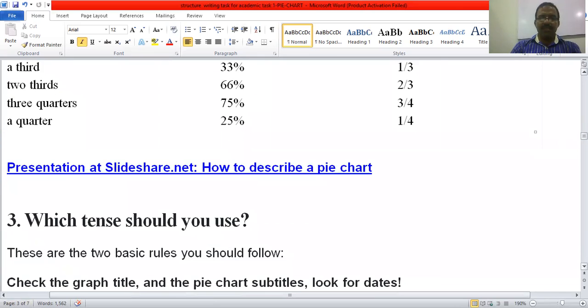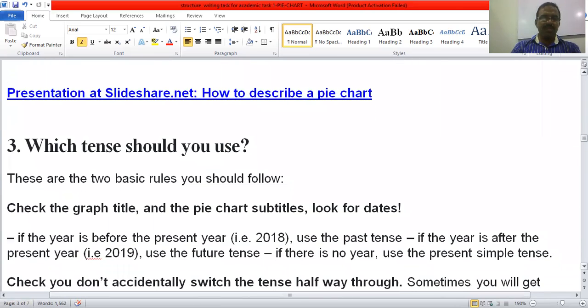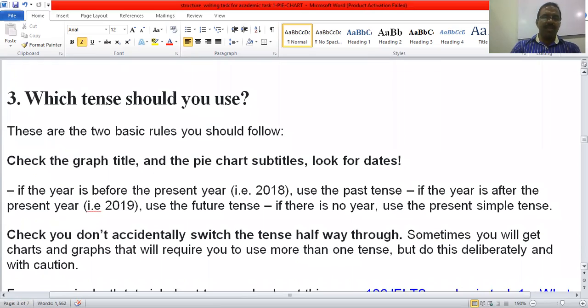Now, how to describe a pie chart. You can see here which tense you should use. This is very important. Students are always conscious about what tense to use. There are two basic rules you should follow.